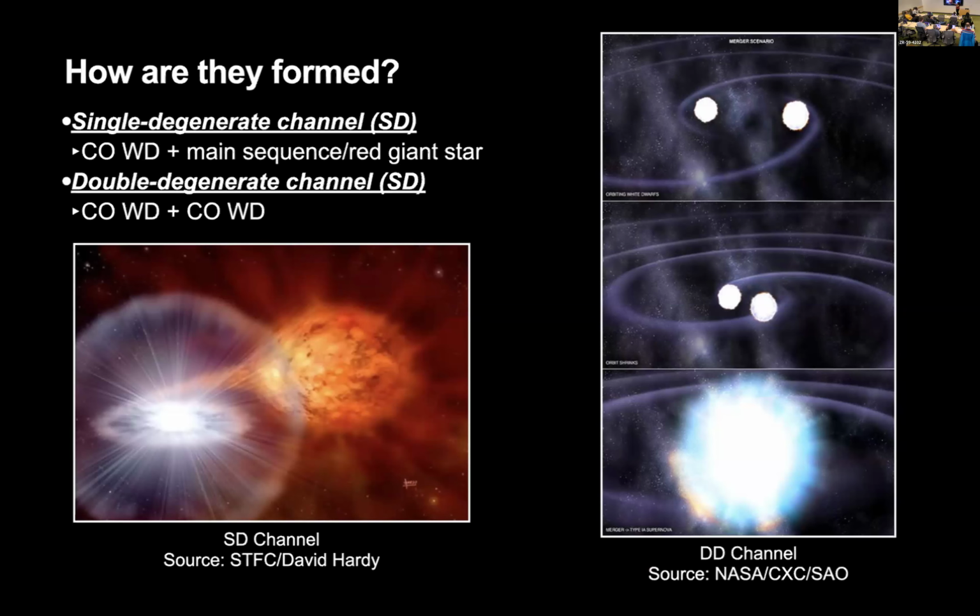The first is the single degenerate channel, in which basically we have a white dwarf star that accretes matter from either a red giant or a main sequence star, and it basically explodes as it reaches the Chandrasekhar mass limit of 1.4 solar mass. And then the other one is the double degenerate channel, which, as the name suggests, has two white dwarfs that dynamically merge together, leading to a type 1a explosion.